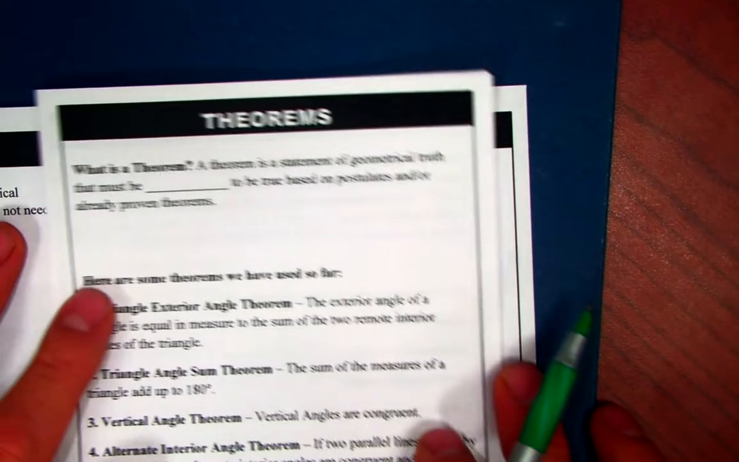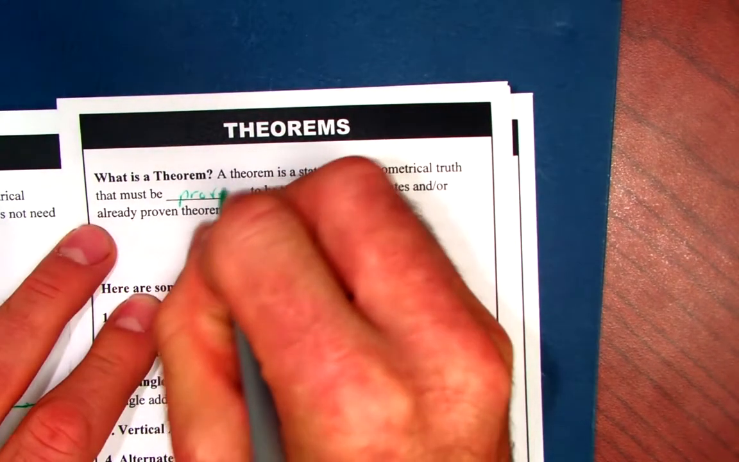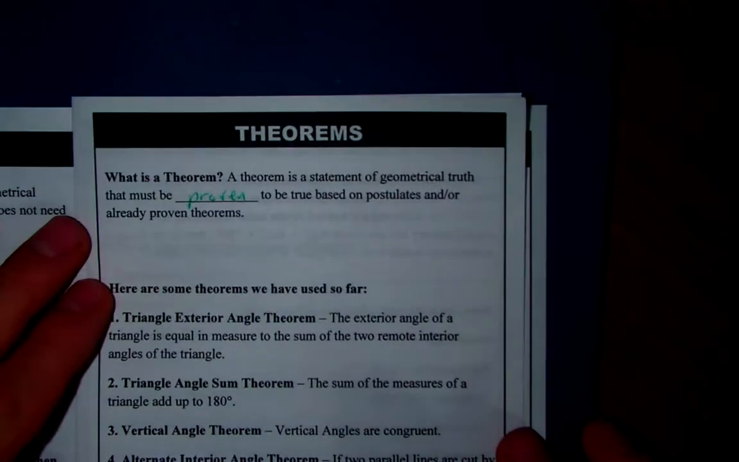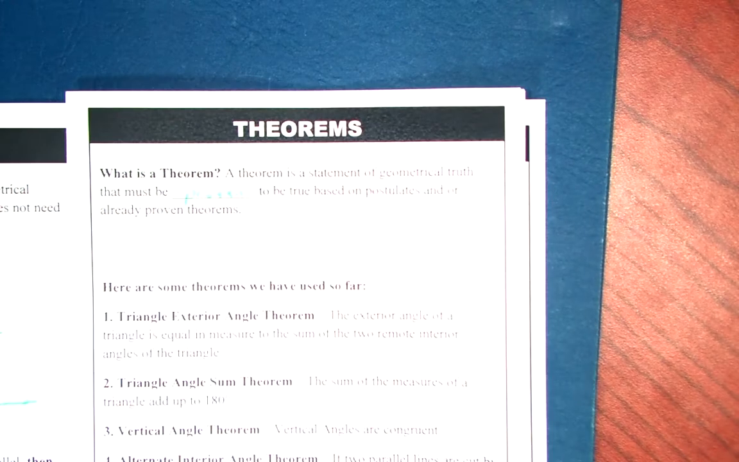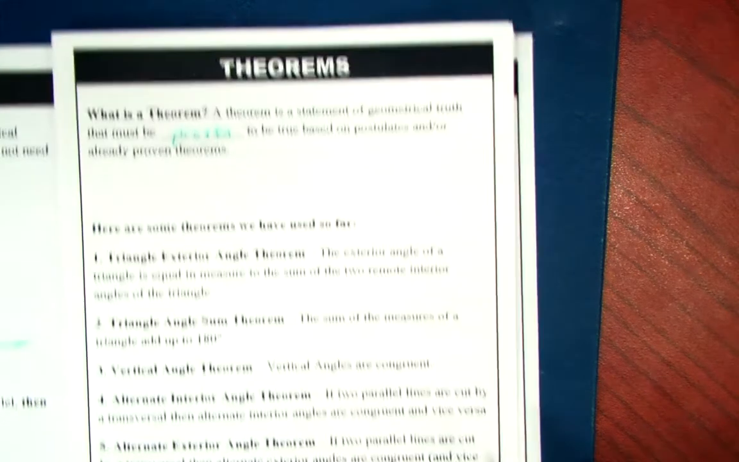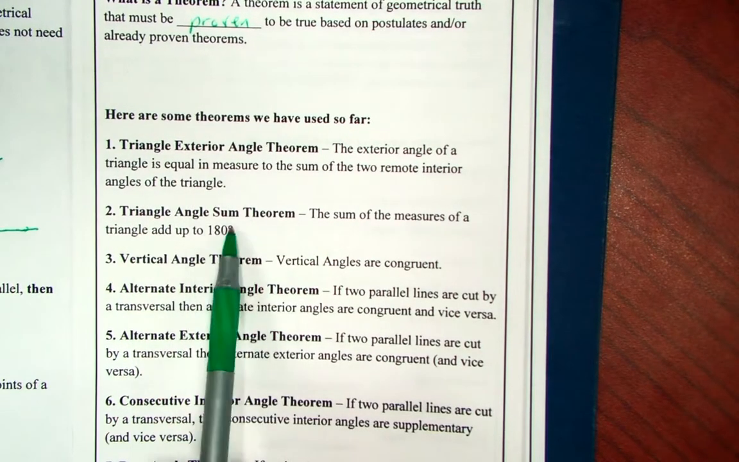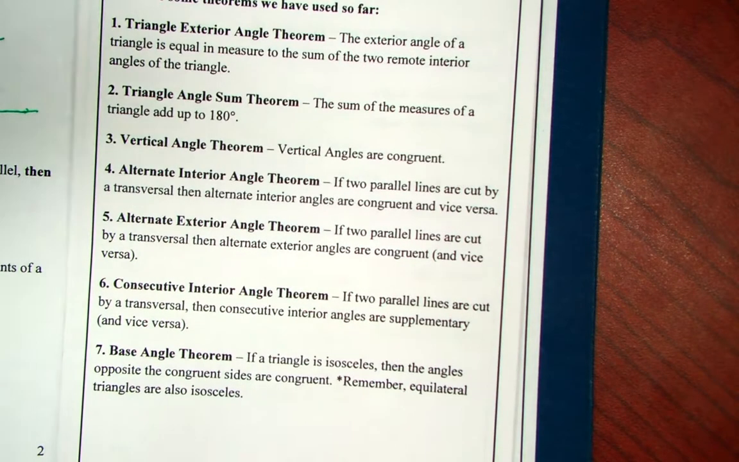As opposed to a theorem. A theorem is also a statement of geometrical truth that must be proven to be true based on postulates or already proven theorems. So, in other words, they're more complicated, and so you can't just say, well, clearly these two angles are congruent without some kind of a justification. And so here are a few theorems that we've already learned: triangle exterior angle theorem, triangle angle sum theorem, vertical angle theorem, alternate interior angles, alternate exterior angles, and consecutive interior angles, and the base angle theorem. Okay, this is by no means a complete list. We're going to keep adding to this list, but so far these are the ones we're going to use.